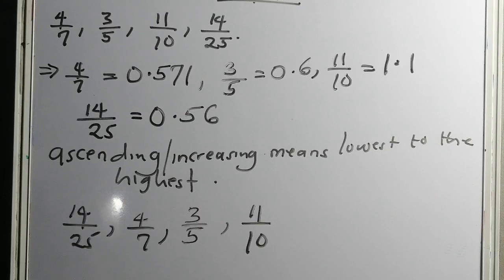Okay, descending order is from the highest to the lowest. But the one we arrange here now is from the lowest to the highest. The lowest is 14/25. The next one that follows is what? 4/7, which is 0.571. Okay, the next one that follows is what? 3/5, which is 0.6. While the highest here is what? 11/10, which is 1.1.